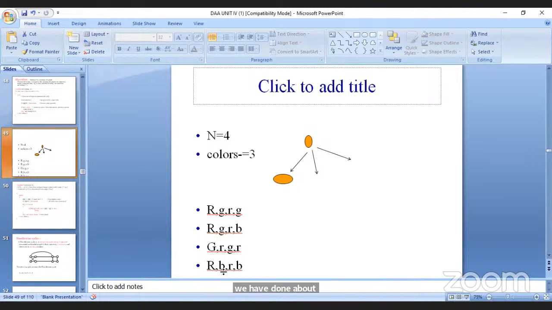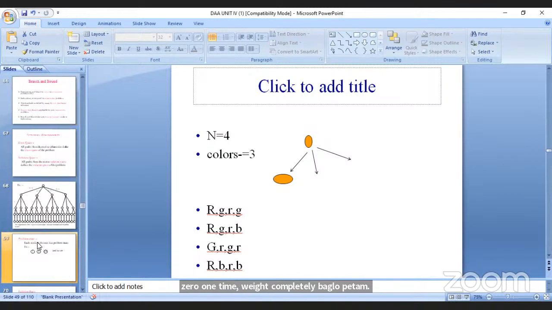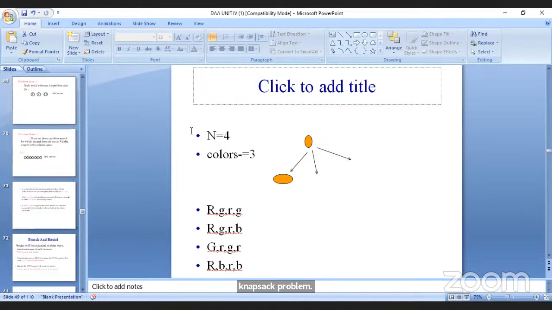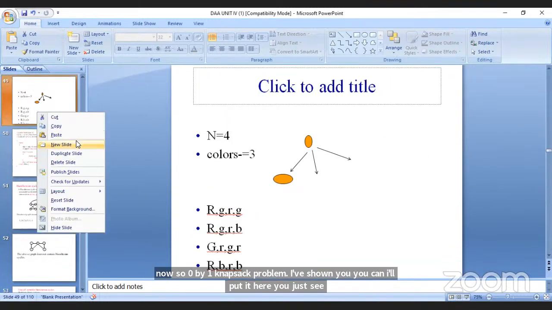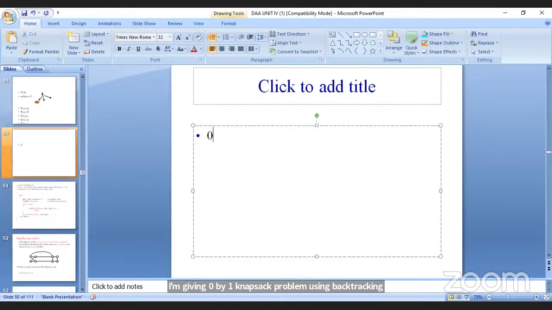The last one, traveling salesperson problem. So what do you mean by traveling salesperson problem? Sorry, 0/1 knapsack problem. 0/1 knapsack ante 0 ante మనం weight ని బ్యాగ్ లో పెట్టాము, 1 ante weight completely బ్యాగ్ లో పెడతాము. That is called the 0/1 knapsack problem. Okay na? So 0/1 knapsack problem lo I have shown you. I'll put it here. You just see. I'm going to add a new slide here. I'm giving 0/1 knapsack problem using backtracking. So it is 0/1 knapsack.